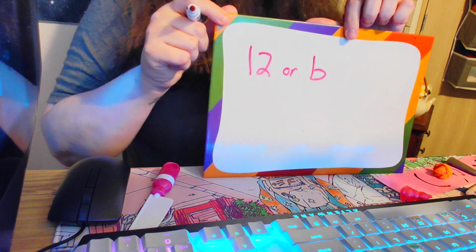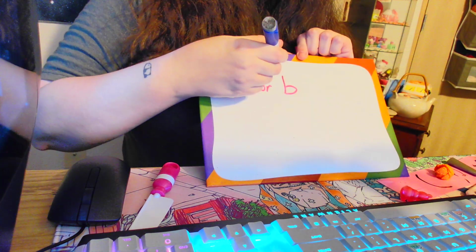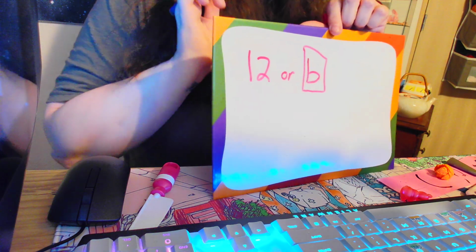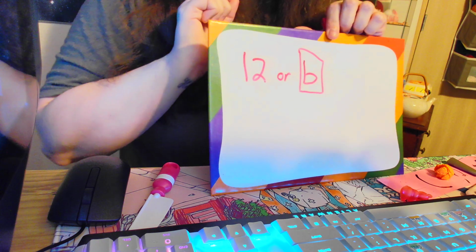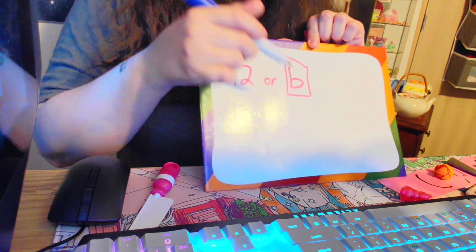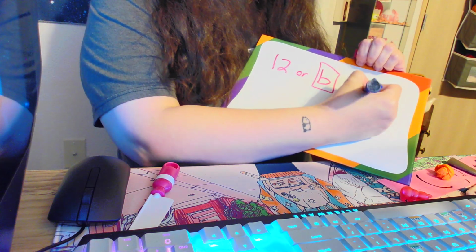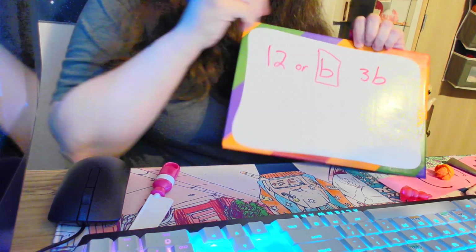Or you could have just a letter by itself. And that stands for a group of something. My daughter likes to always say it stands for a group of bears. Rawr. Okay, so maybe it's a little group of bears, but you can have letters. Or you can have numbers and letters.